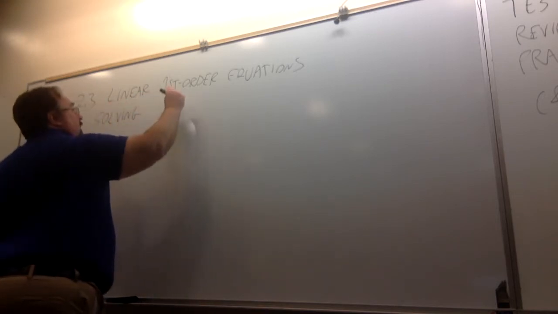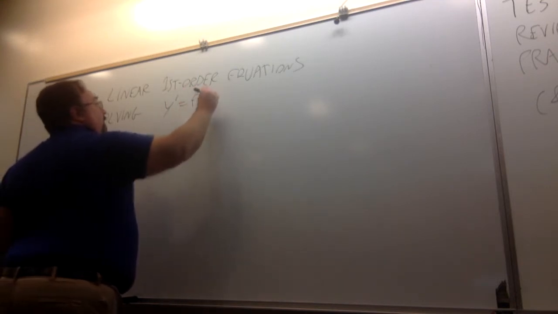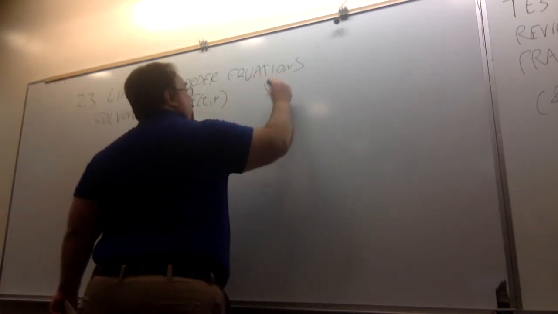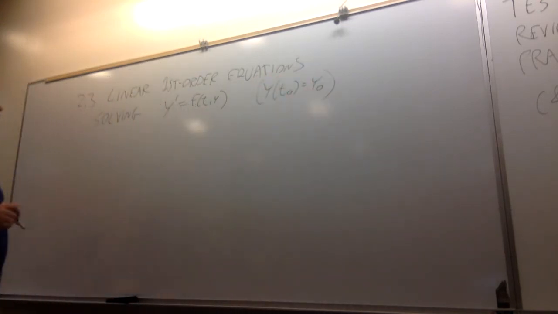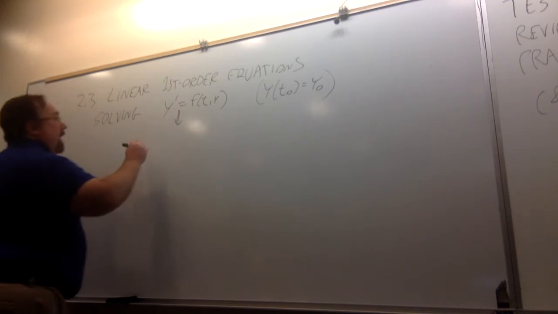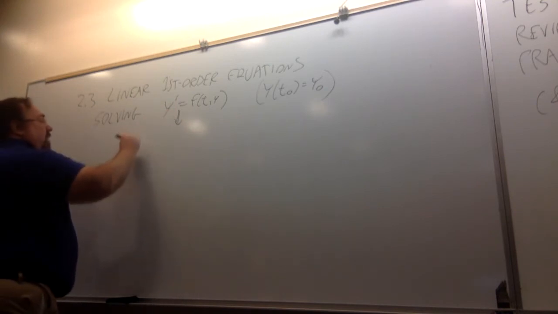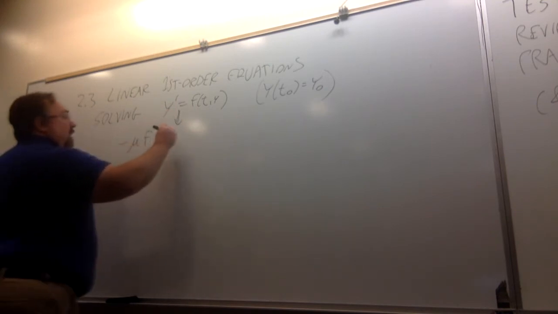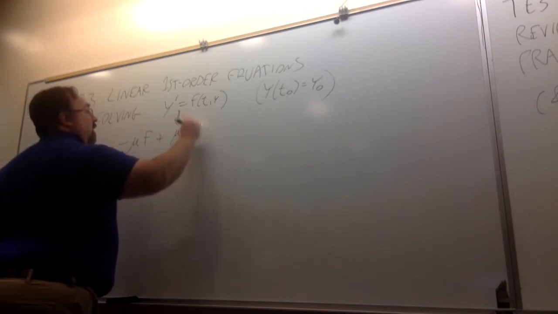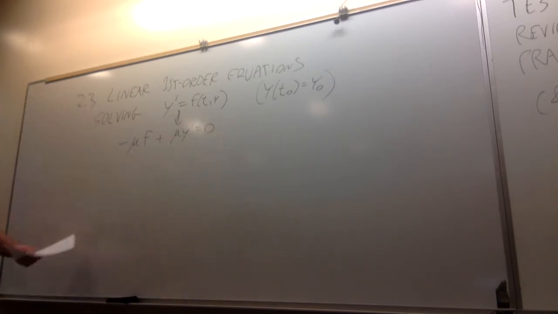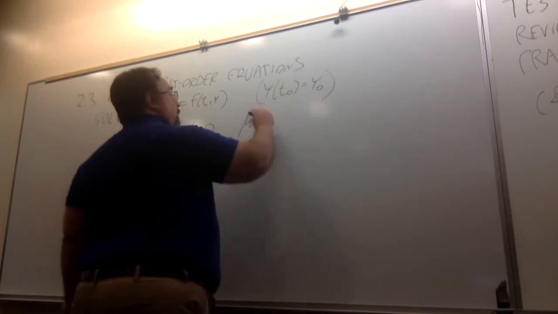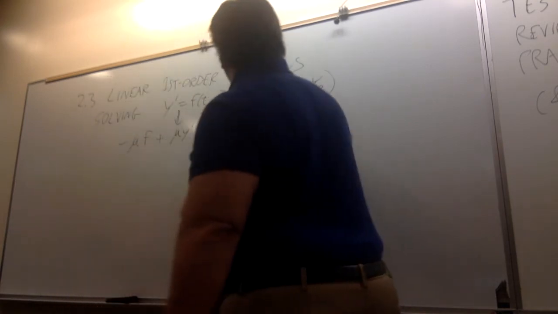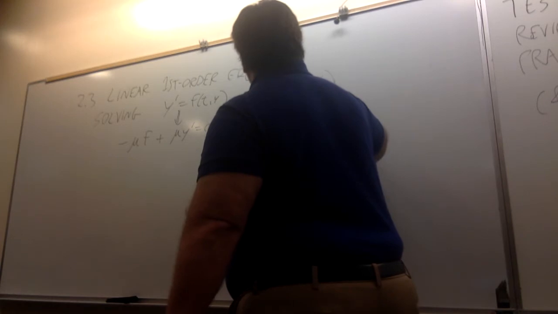Solving y prime equals f of t, y, with possibly initial condition y of t naught equals y naught, and rewriting in this form where mu is some scaling factor, some integrating factor. That'll be particularly important for today's type of equation. It can be a function of either t or y.